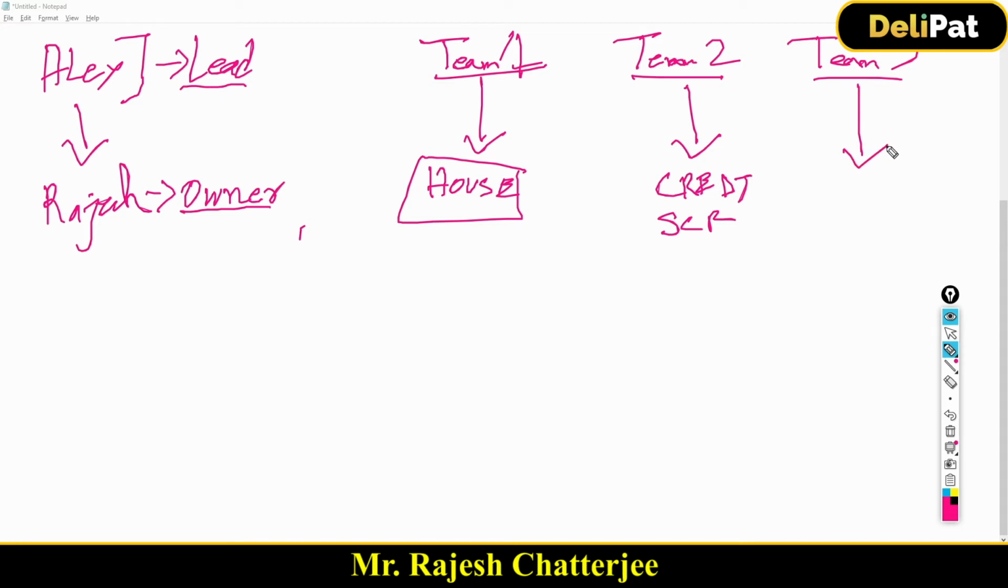Let's say team 3's job is to check, is there any bad loan? The team 3 will go and check, is there any bad loan been taken by Alex? If it is, then they will reject Alex to take the next loan. Right? So there are now 3 teams who check first the house, the property. Team 1 will check the property first. Team 2 will check the credit score, and team 3 will check if there is any bad loan or not.